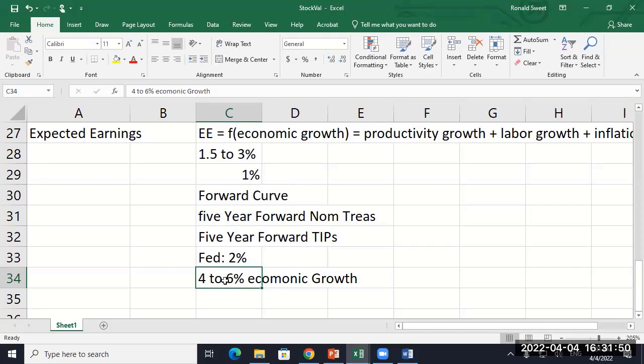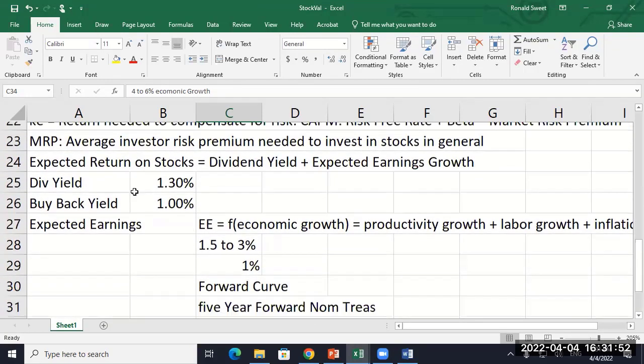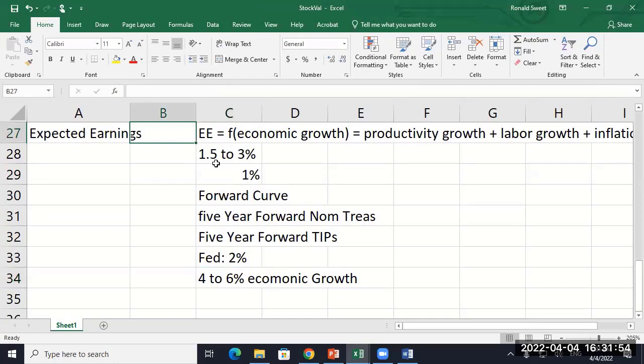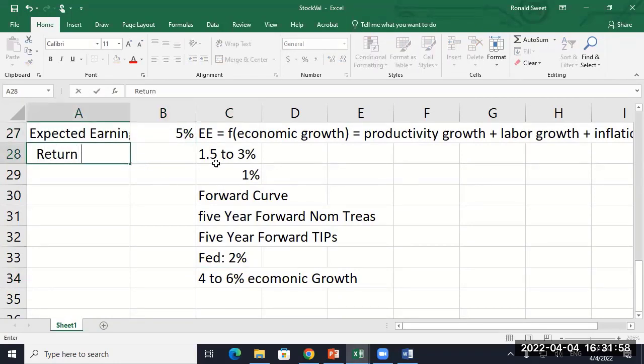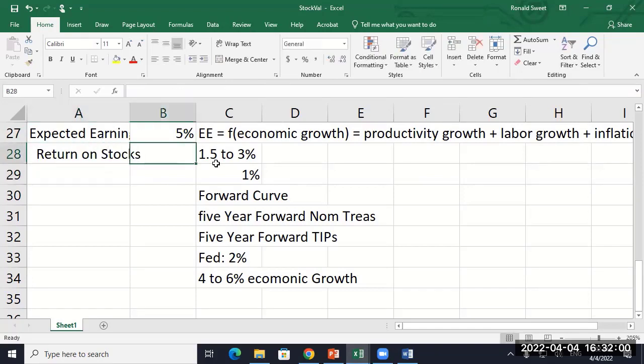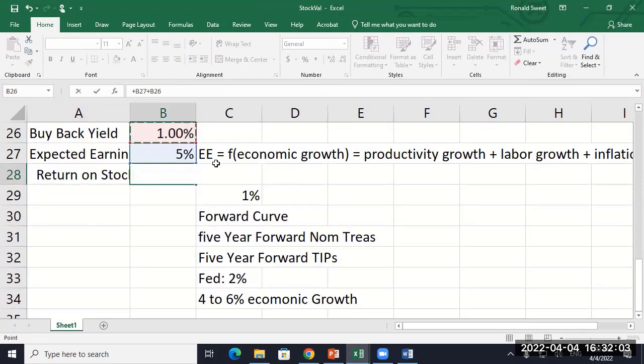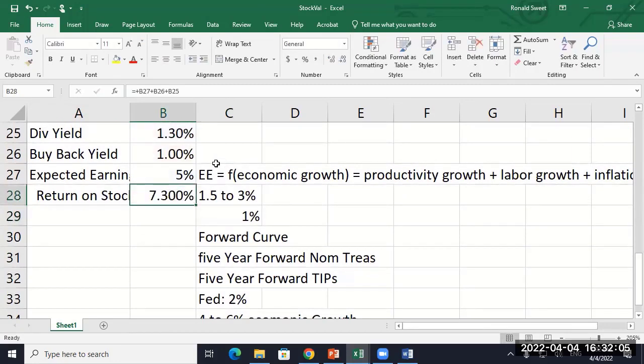But that's what you're after on paper 3: you've got to figure out what economic earnings, what growth is going to be. I'm going to use 5% because it's right there in the middle. And so return on stocks, my expected return on stocks, it's about anywhere from 6 to 9% would be a reasonable number.